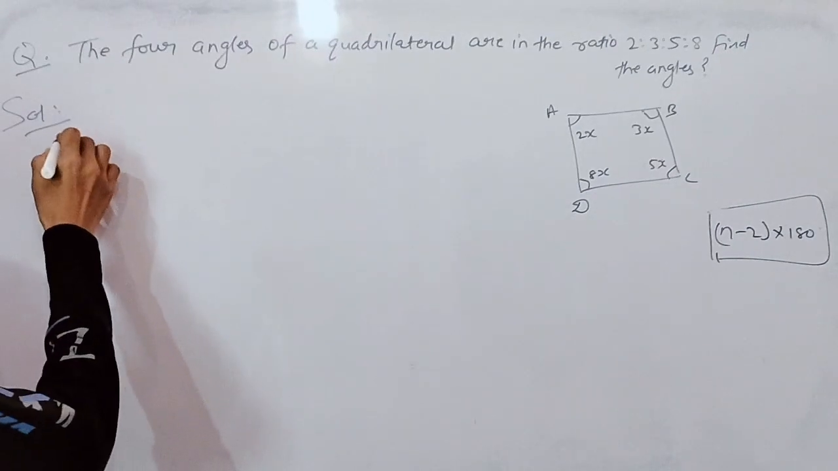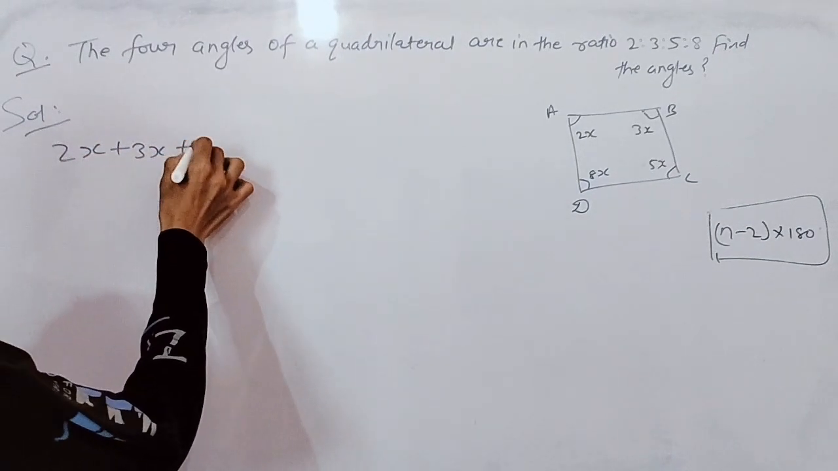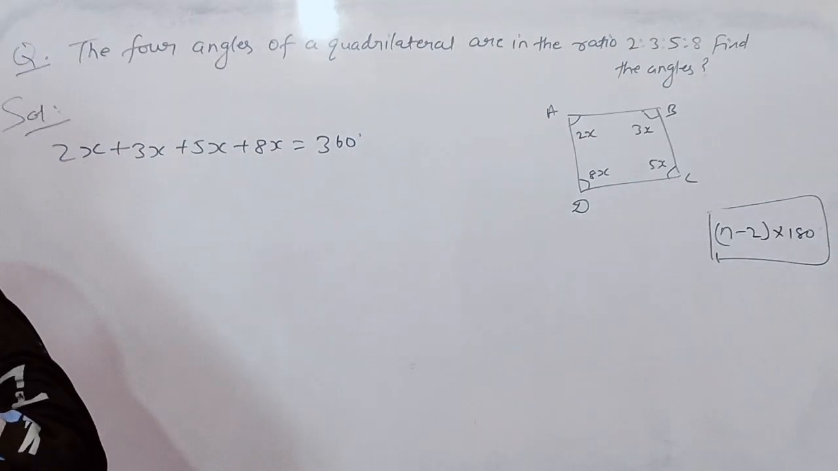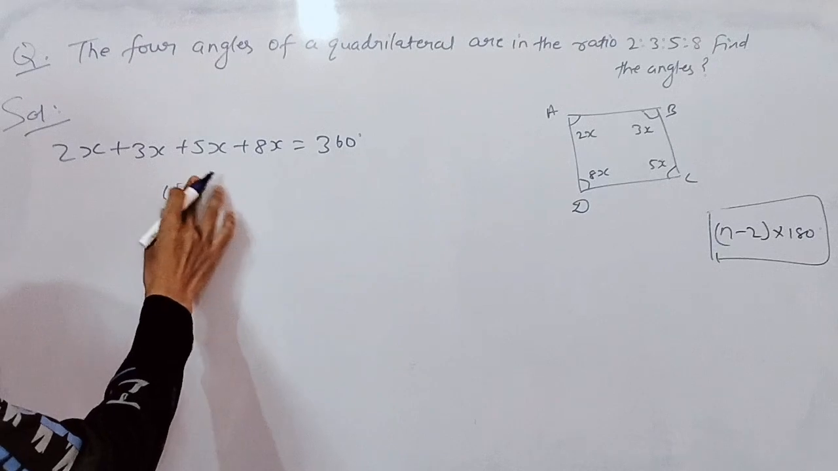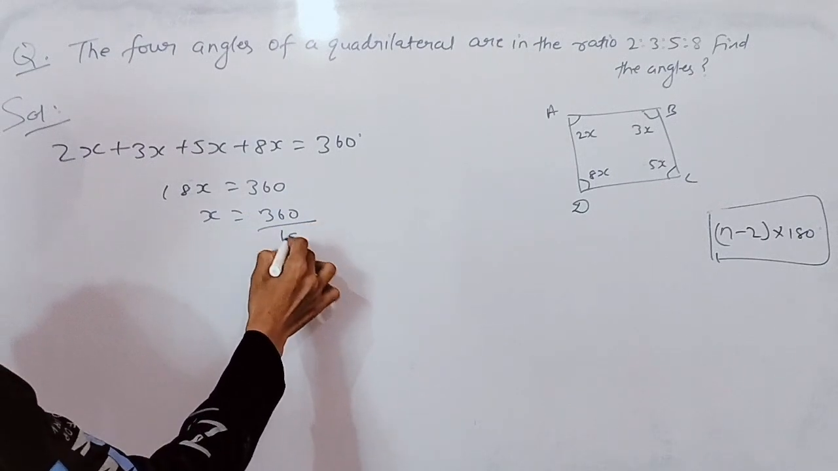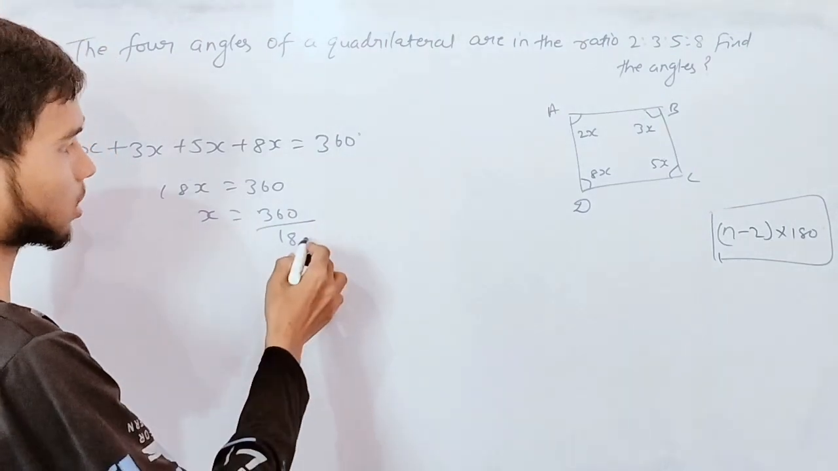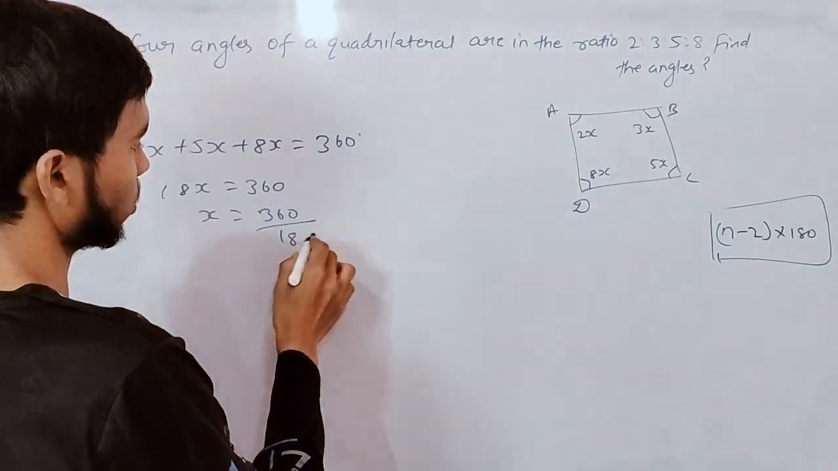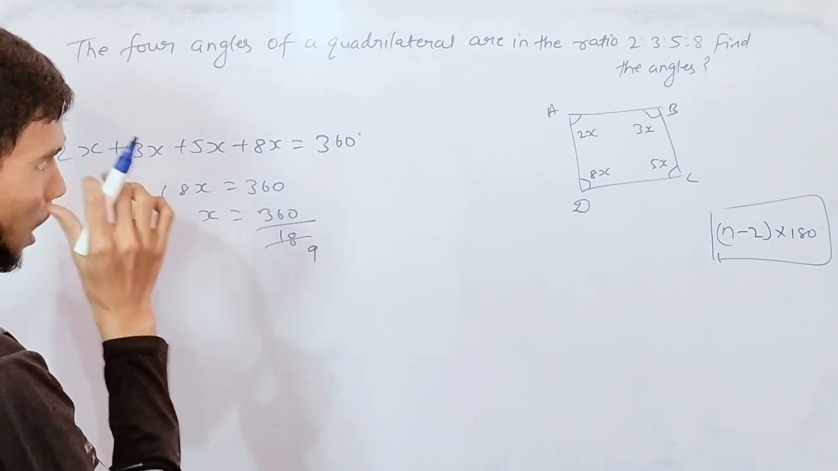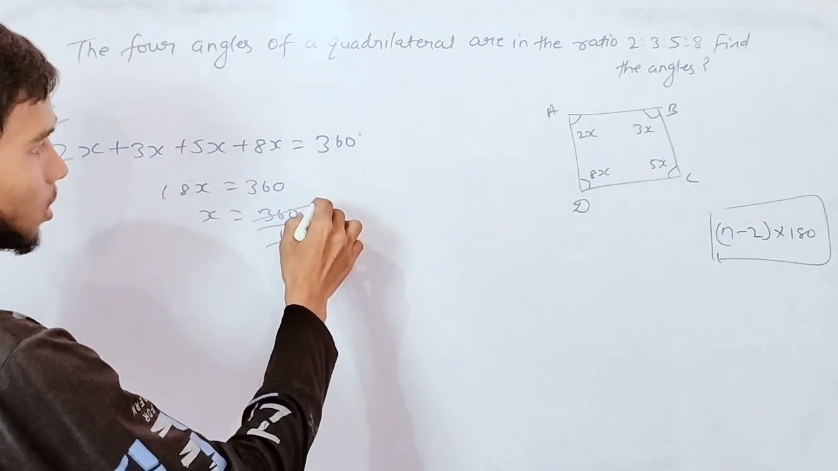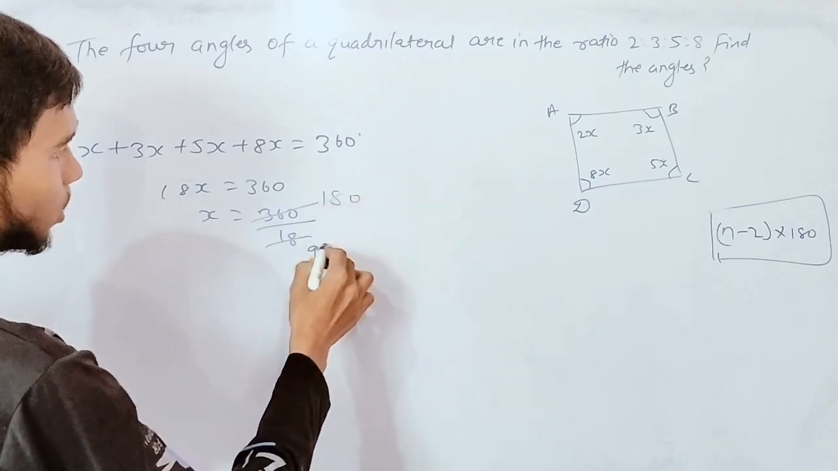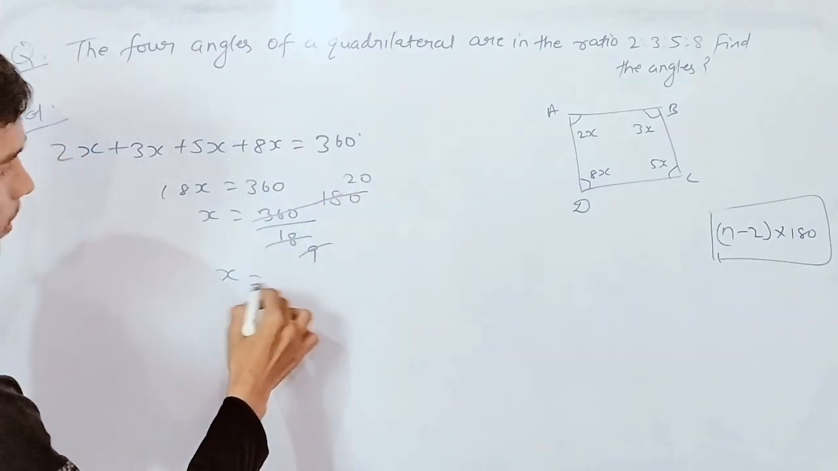Now, as we know, the sum of the interior angles of a quadrilateral will always be how much? 360 degrees. So 2x plus 3x plus 5x plus 8x is equal to 360. Now 2 plus 3 plus 5 plus 8, 18x is equal to 360. 360 upon 18, 9 twos are 18, so x came as 20.